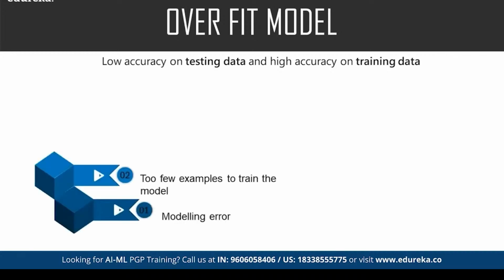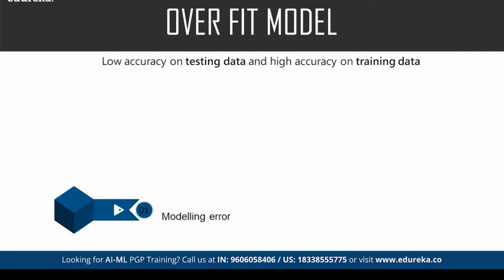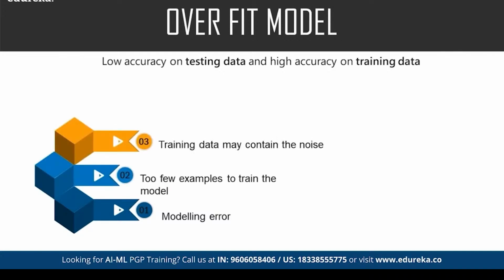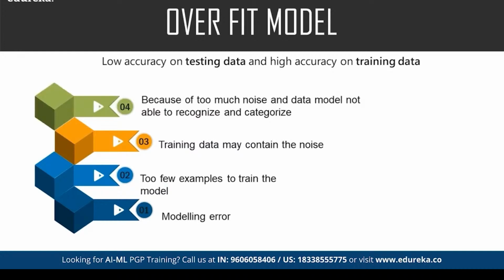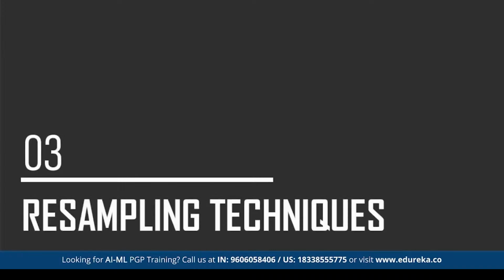Here we see model error, too few examples to train the model, and training data that contains noise. These are the causes and reasons why we yield such an overfit model. Because of too much noise in the data, the model is not able to recognize and categorize the needed result. Next is the technique we call the resampling technique in machine learning. Such resampling techniques are used primarily to split the data sets, the right data set.